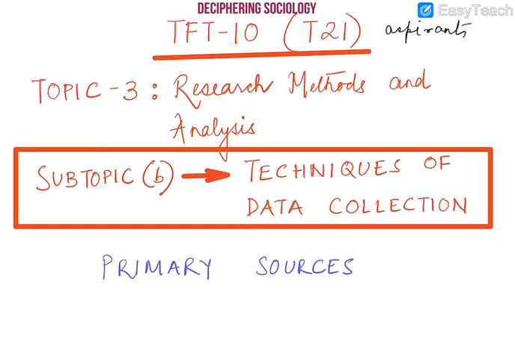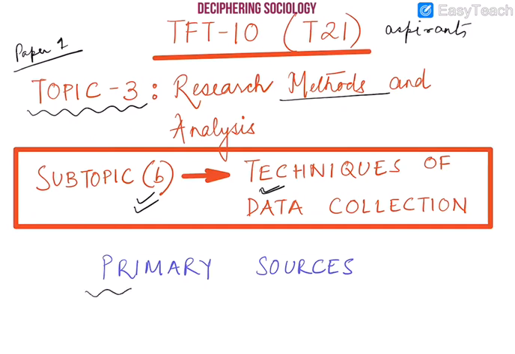We are reading paper 1 and we have completed topics 1 and 2, which was sociology the discipline and sociology as science. Now we are reading the third topic, which is research methods and analysis. And today we will be doing subtopic B, which is techniques of data collection. The topic that we have selected for today is the primary sources.